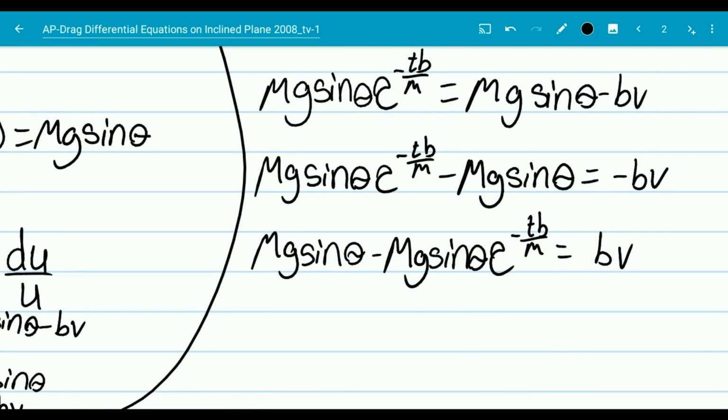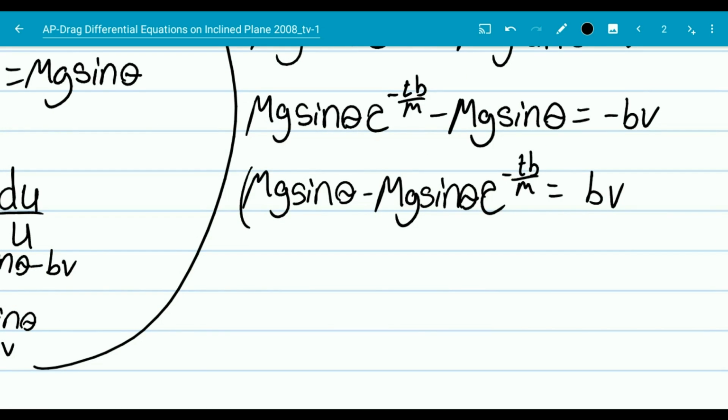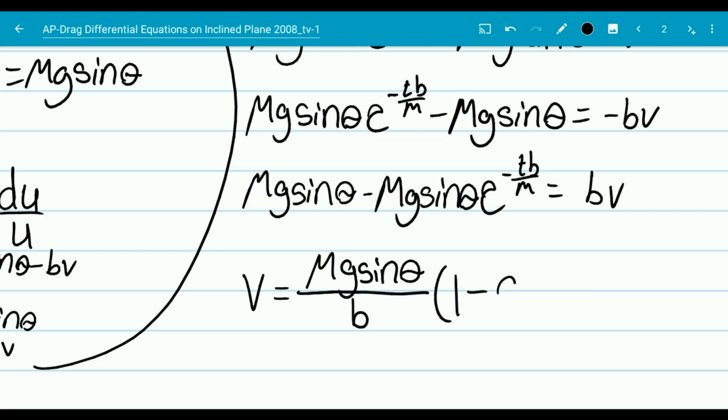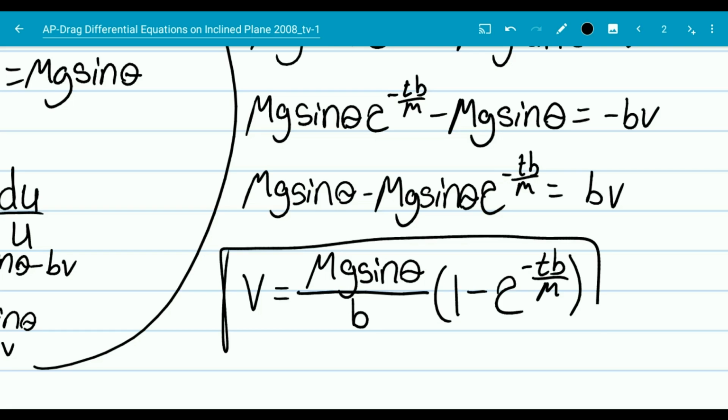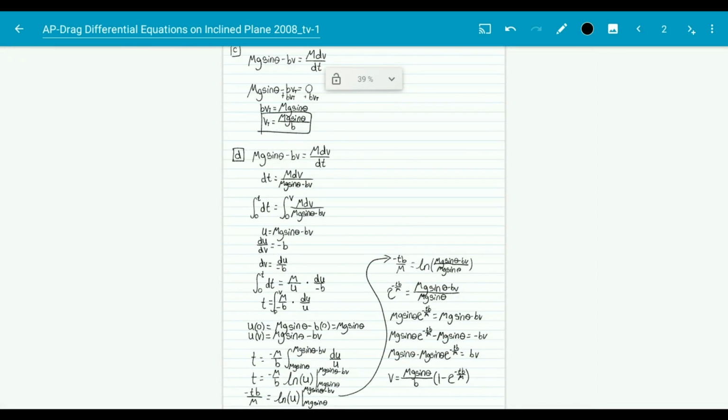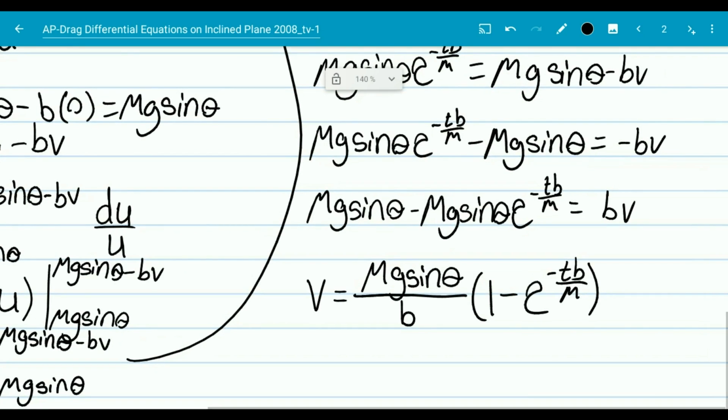bv. The last thing that we're going to do is divide by b, and we're also going to factor out an mg sin θ because it's in both terms. So when we divide by b, we get v equals, and I'm going to factor out that mg sin θ, so I can say mg sin θ over b, because I divided by b, times 1 minus e to the negative tb over m. That right there is your answer to part D.